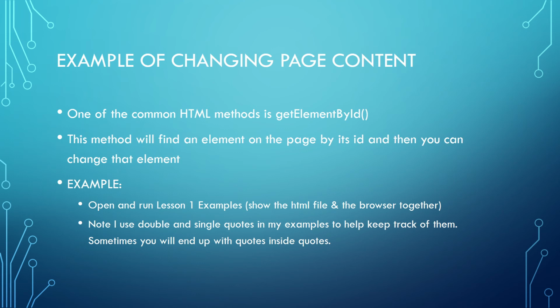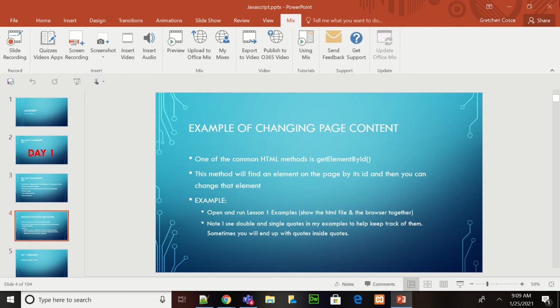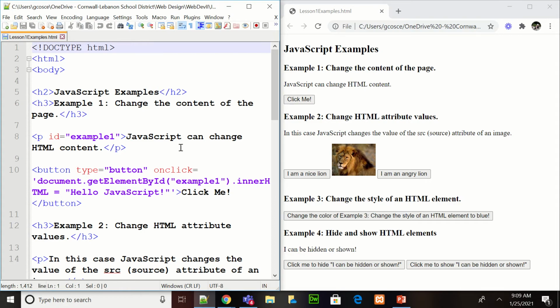So for example, we're going to look at a bunch of examples right now. So I'm going to open and run lesson 1 examples, and you're going to see both of these things running together. One side note, I use double and single quotes in my examples to help keep track of them, because sometimes you will end up with quotes inside quotes, but it doesn't matter. You could use double or single for most instances. So let's take a look.